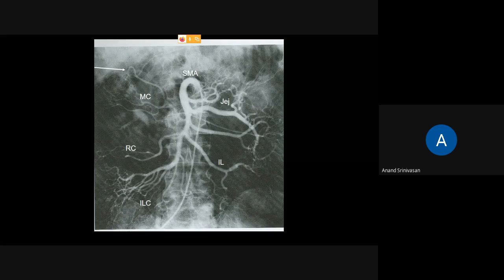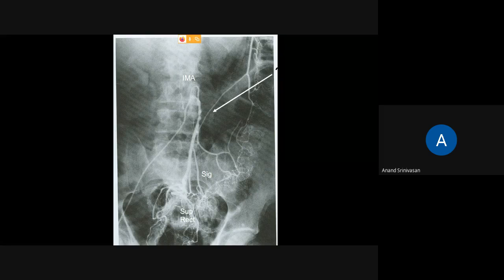Why do we take this? Usually in case of any ischemia of the intestines, when we suspect ischemia, we take this arteriogram, especially in case of GI tract ischemia. Here you can see a specific arteriogram where the inferior mesenteric artery is being focused.